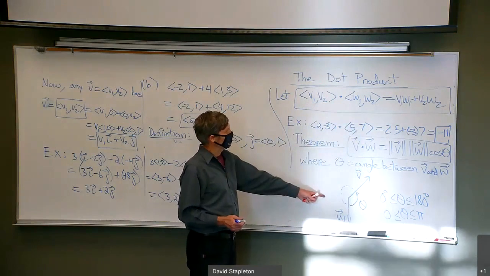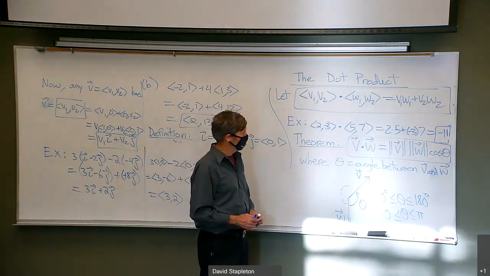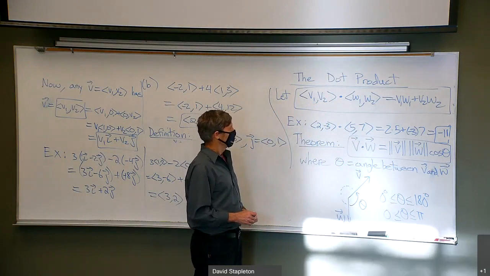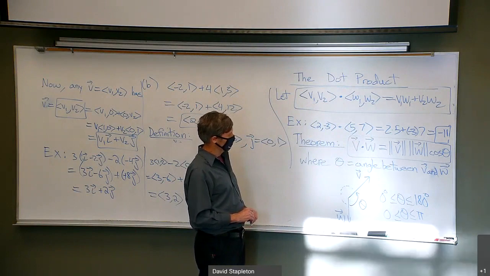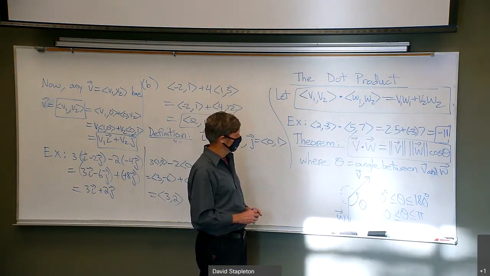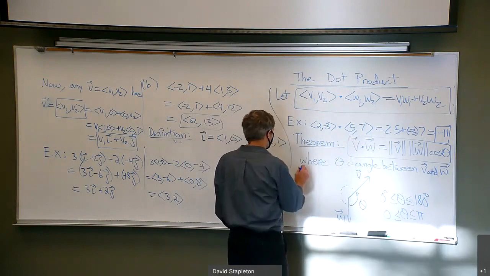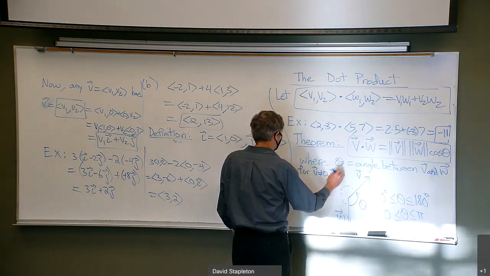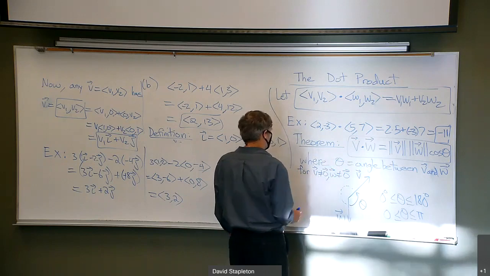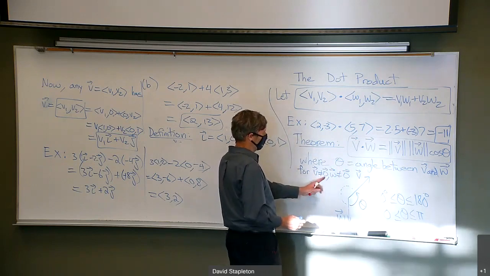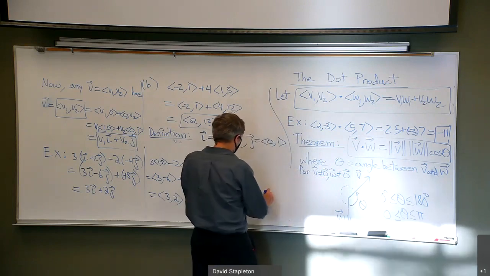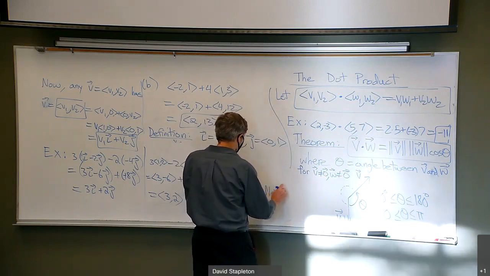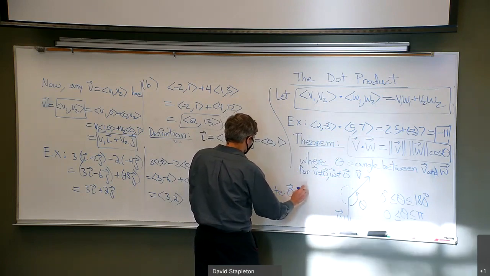With that definition of the angle between them, this theorem always holds for non-zero vectors. If one of them is a zero vector, then there's not a uniquely defined angle between. And speaking of which, when I say not the zero vector, the zero vector is the vector with all components 0, right?